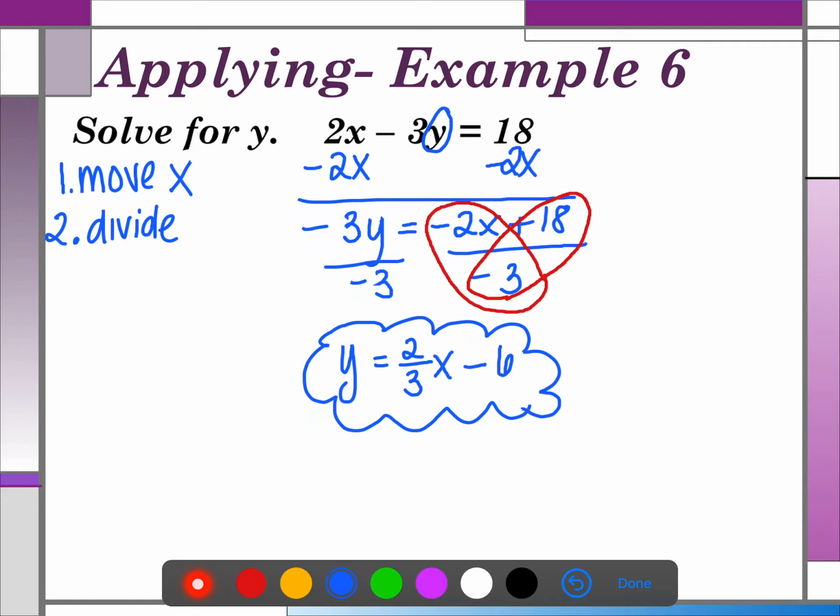Okay, so that is everything that you need to know for literal equations. Please make sure that you have down all of your notes and examples and write down any questions that you have so that they may be answered in class.